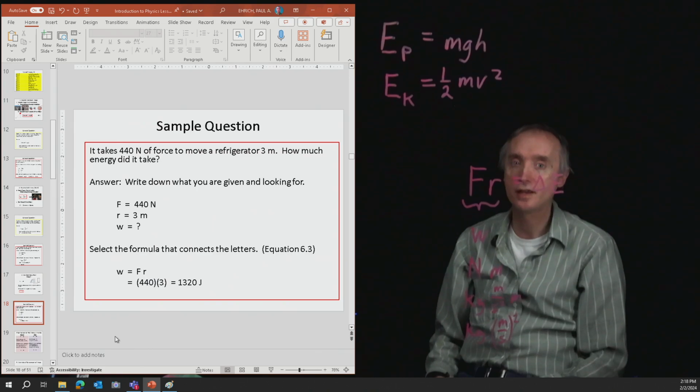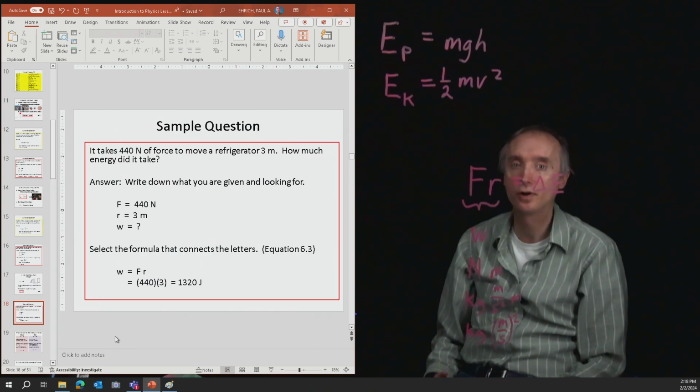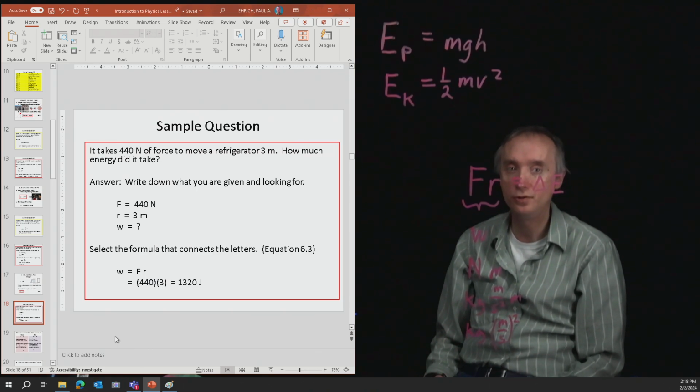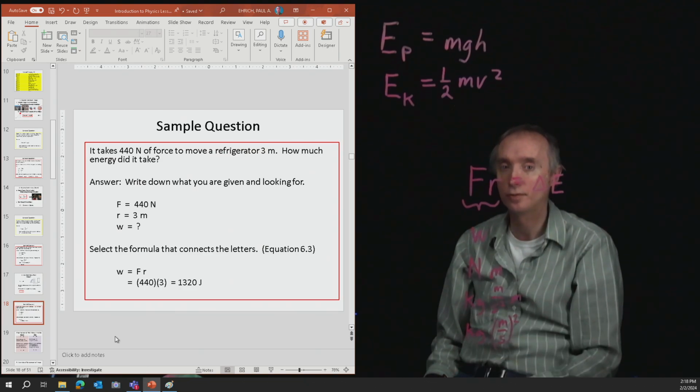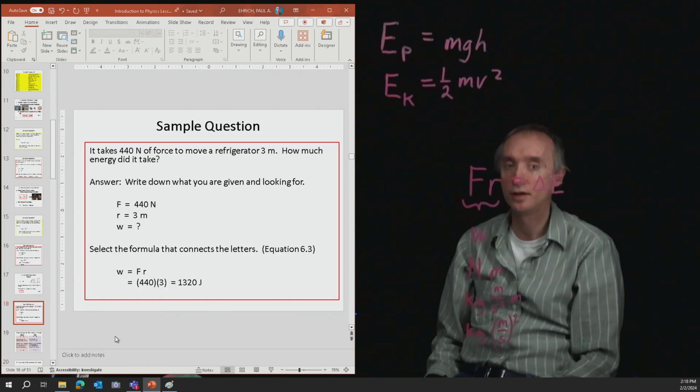And so here's a sample question. It takes 440 newtons of force to move a refrigerator 3 meters. How much energy did it take to do it? So we're going to write down the force F, the distance r, and then we're looking for work. Then we take those numbers, plug them into the formula, and solve it. And don't forget to put the J on the end, because that's the official metric unit for energy.